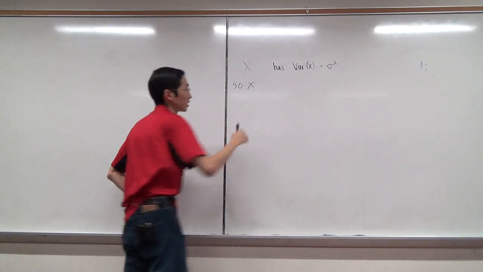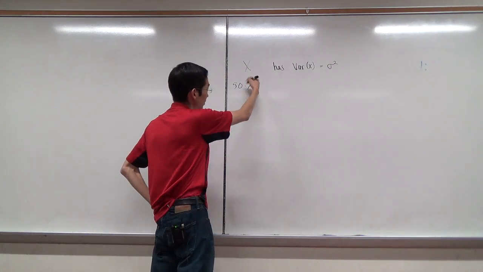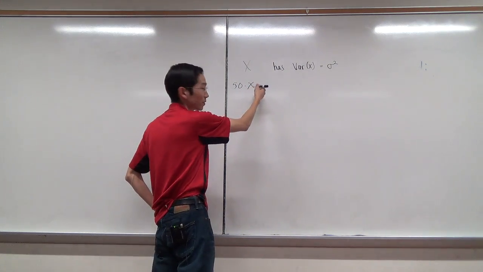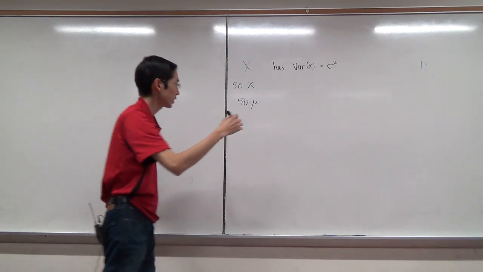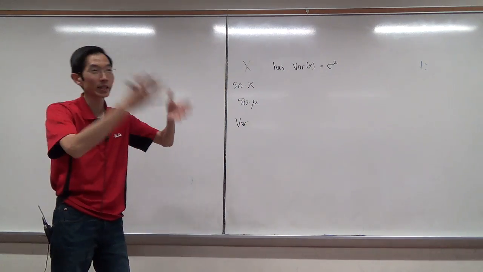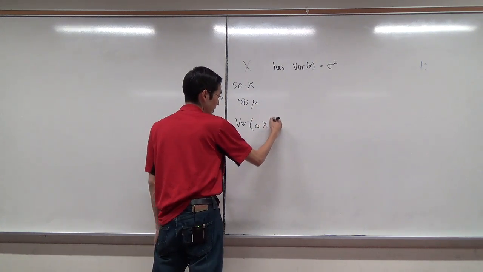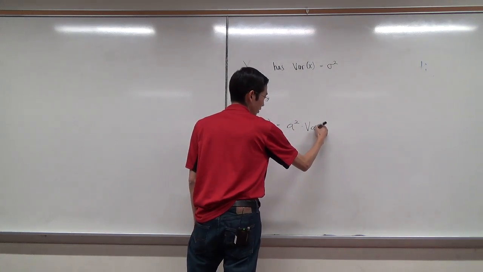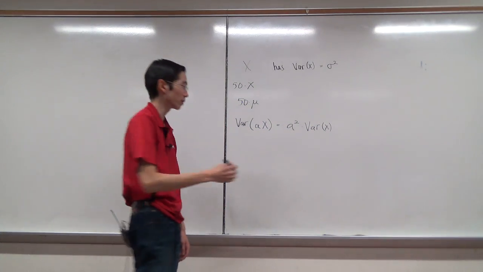50 times x, okay? And so the mean, this is the price of the potatoes, okay? So the mean will be 50 times mu, and then the variance, because it's all banking on this price, the variance is going to be the variance of ax, which is equal to a squared times the variance of x. So you're going to have to square the 50.